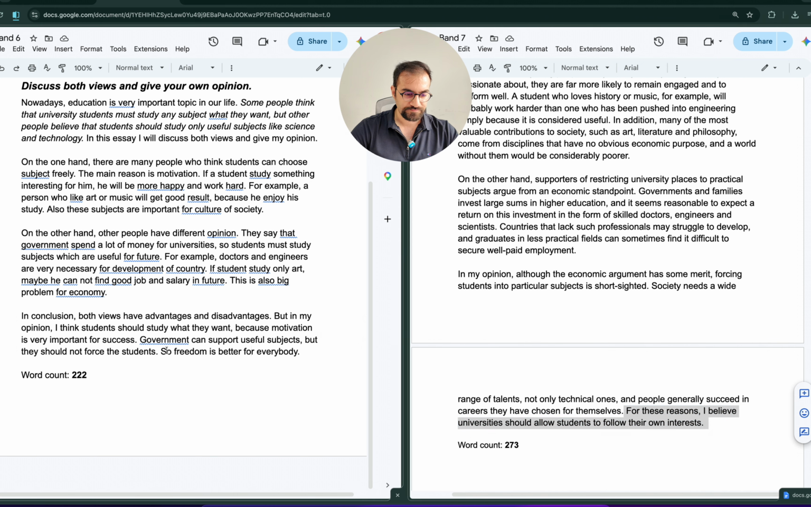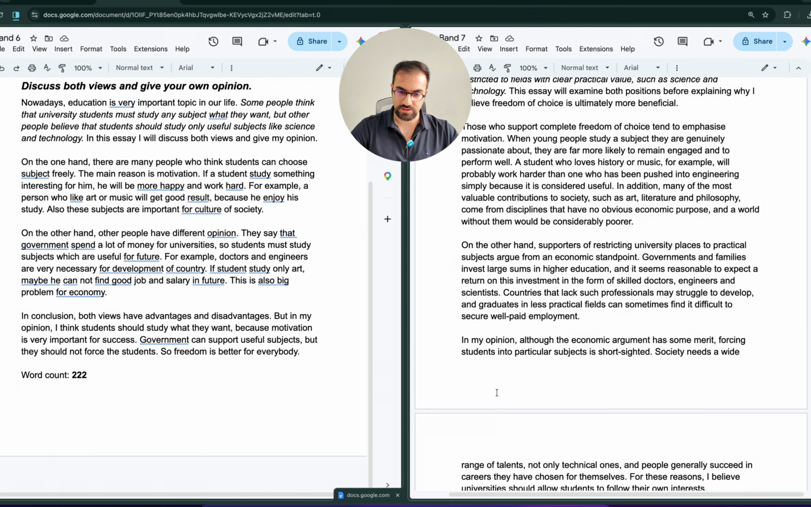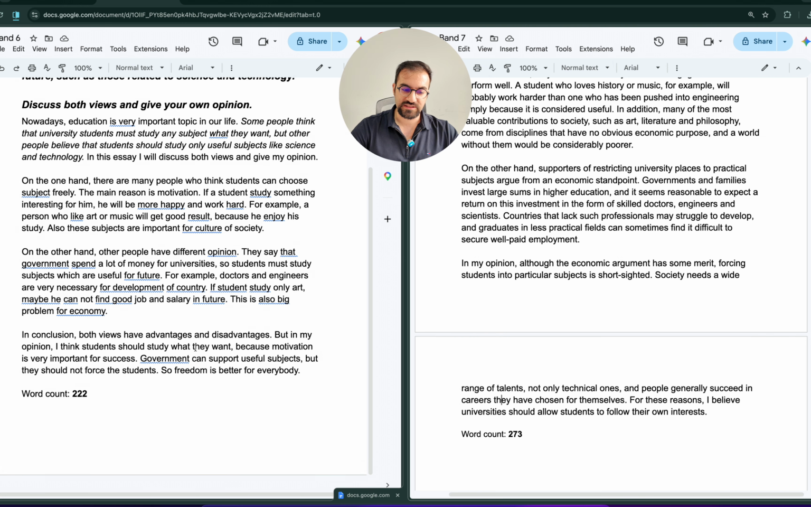Here, on the other hand, so freedom is better for everybody. This is an opinion, I do agree with that, but it is not very clear. And why it does not work is also the fact that the candidate hasn't clearly mentioned why he thinks so. Okay, the idea hasn't been developed. This is very important. Well, in the end, obviously the right one deserves Band 7, the left one deserves Band 6, or in some cases even Band 5.5.